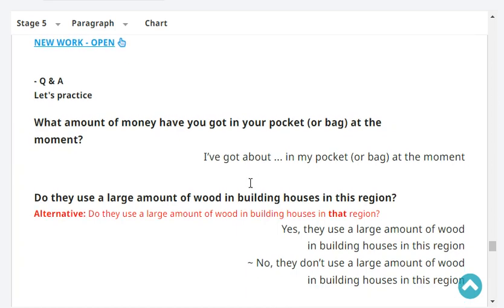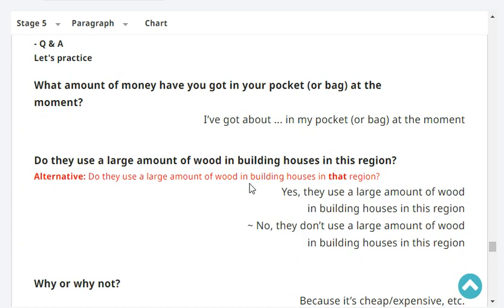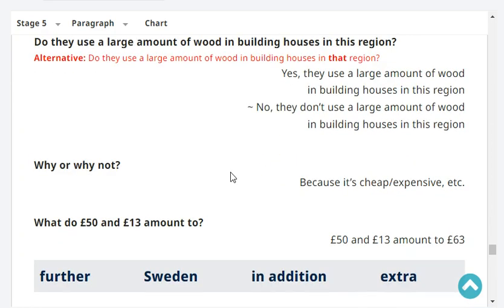Do they use a large amount of wood in building houses in your region? Yes or no? No, they don't use a large amount of wood in building houses in this region. Very good. Why not? Because it's expensive. Very good. What do 50 pounds and 13 pounds amount to?